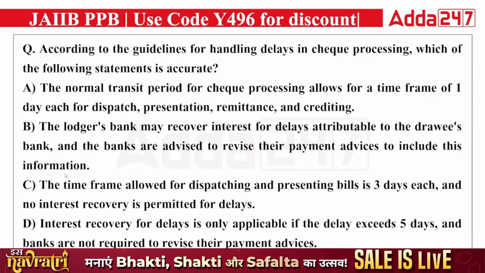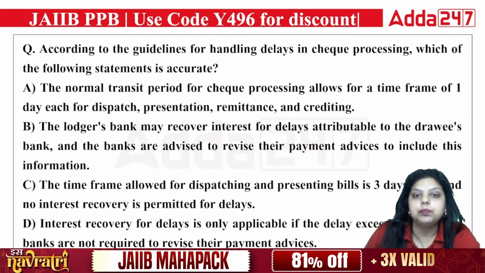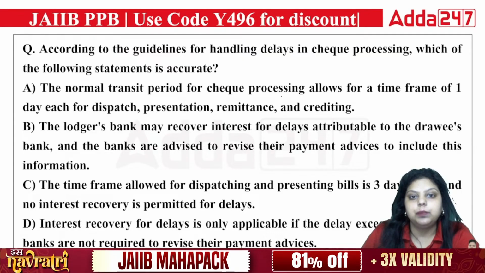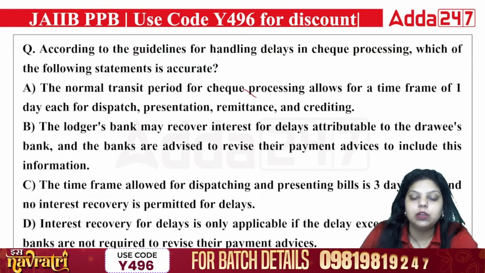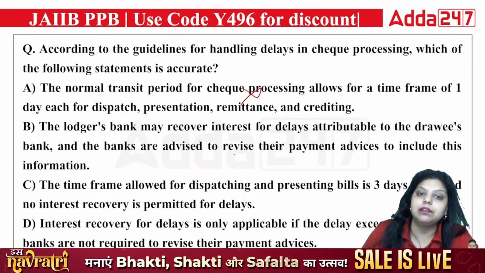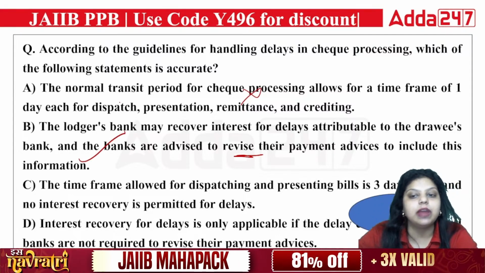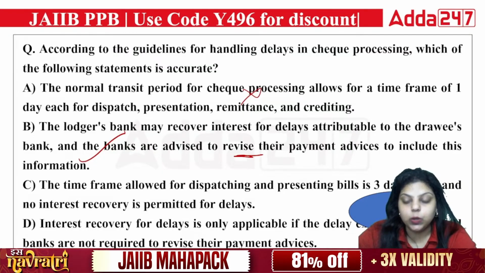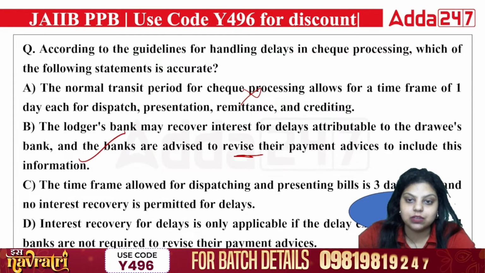Okay. So first is saying in case of normal transit period of check, the processing allows for a time frame of 1 day. No, that's wrong. The lodger's bank may recover interest for delay attributable to drawee's bank and the bank are advised to revise their payment advices to include the information. That's correct. So right answer will be your B option. Okay, right answer we have is a B option here.